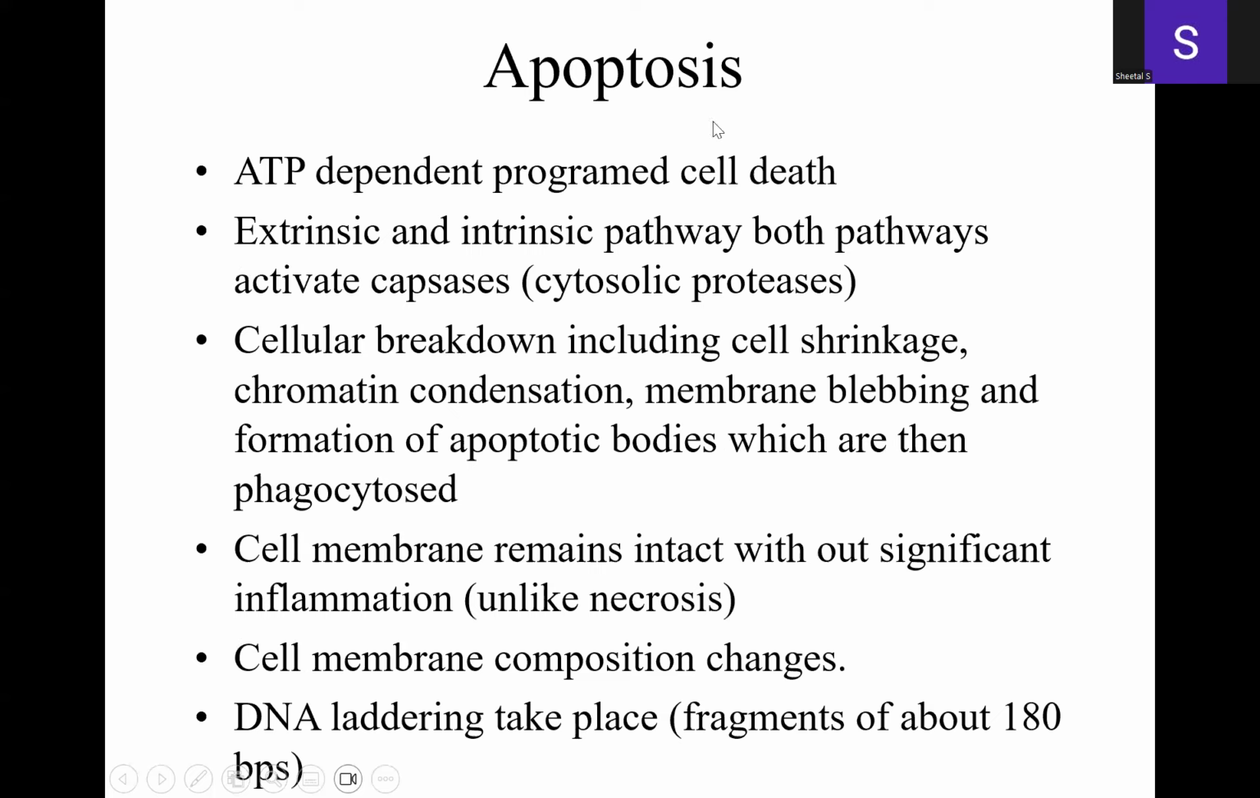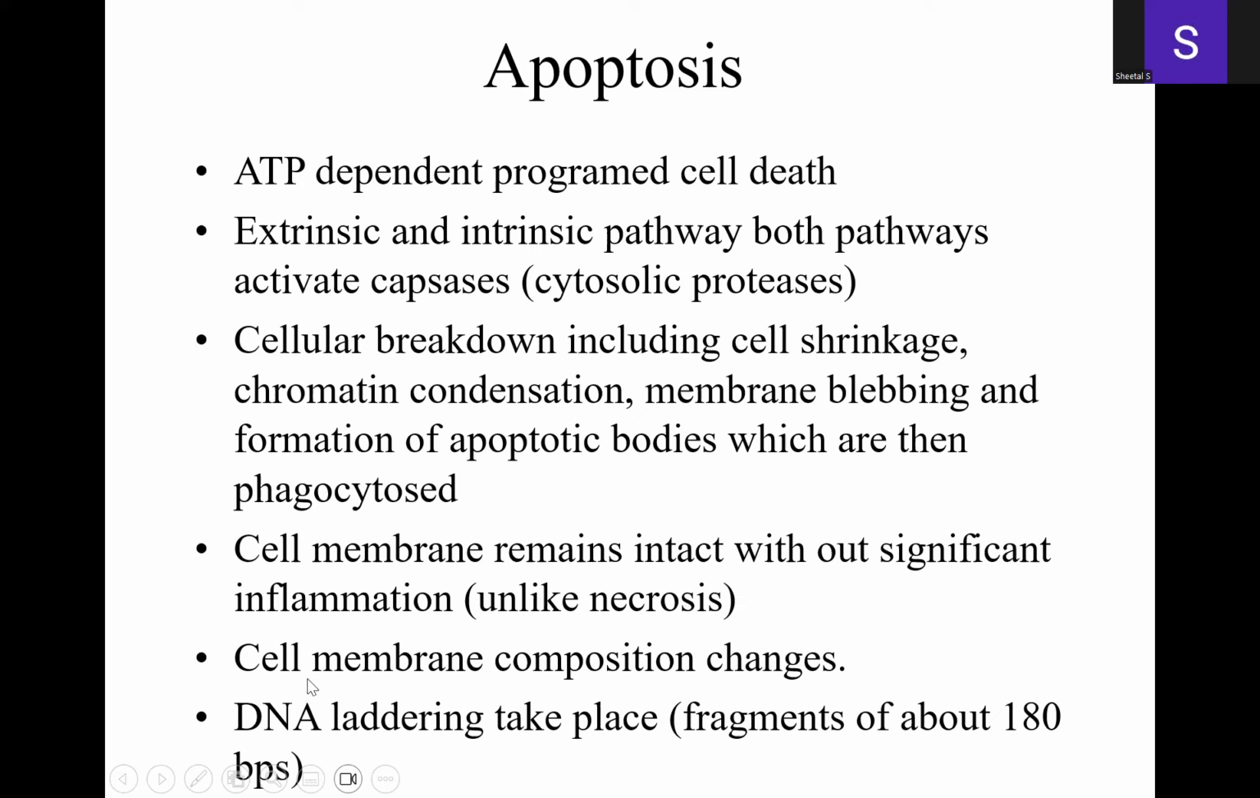So these are some of the features of apoptosis. This is an ATP dependent programmed cell death. Two pathways, extrinsic and intrinsic, are involved. Both pathways activate caspases, which are basically cytosolic proteases. So here we have cellular breakdown, including cell shrinkage, chromatin condensation, membrane blebbing, and formation of apoptotic bodies, which are then phagocytosed. The cell membrane remains intact without significant inflammation, which is not the case with necrosis.